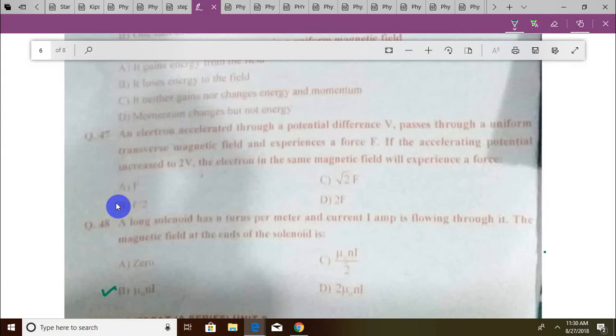So it's a uniform transverse magnetic field. That is a good question. Maybe transverse has an edge to it. Transverse means sort of like in cross section. It is uniform, so B should be the same. It experiences a force F. Accelerating voltage increases to 2V. Energy possessed will increase by the same amount.